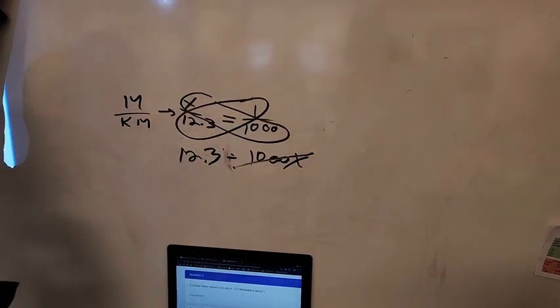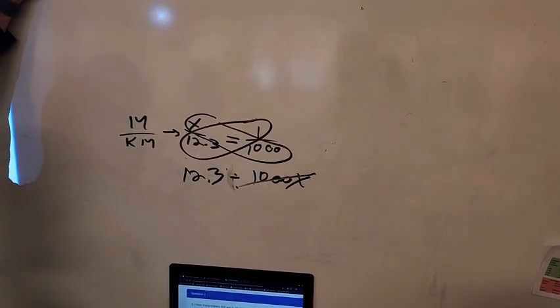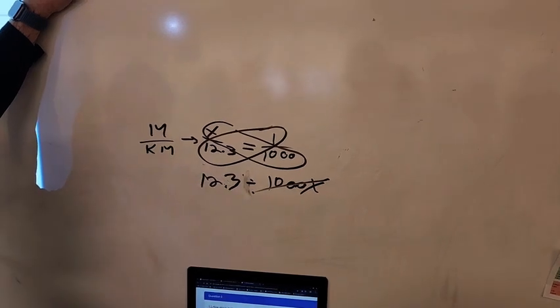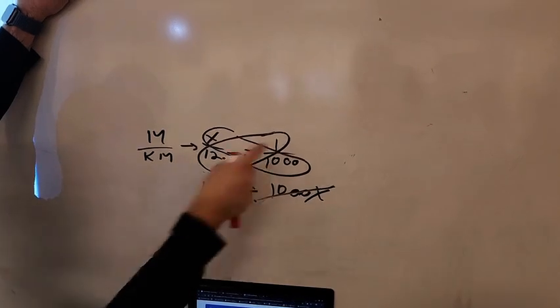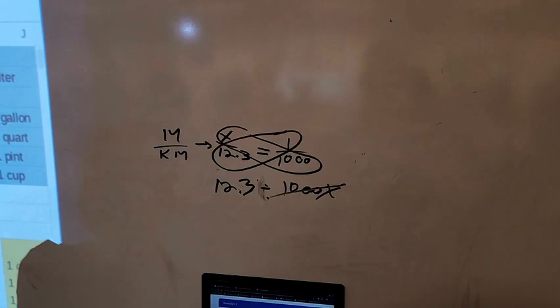Okay, well then let's talk about why is 12.3 on bottom. The kilometer. Yeah, this says 12.3 kilometers, so 12.3 is going to go next to kilometers, right? And since this says how many meters, we don't know the number of meters, so X is going to go on top. Now you explain to me why we have 1 and 1,000. No, we did it wrong.